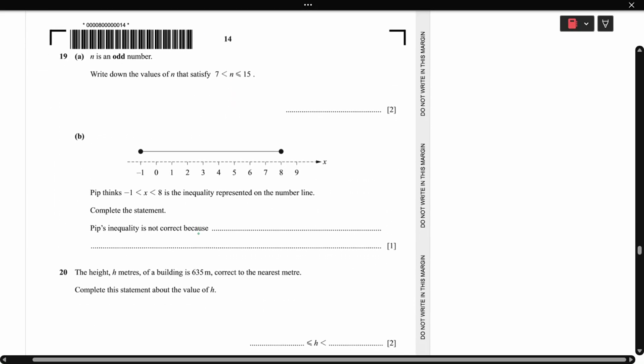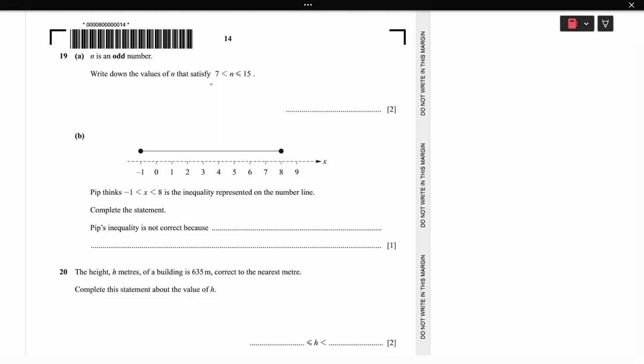Okay, so the next question, question 19. n is an odd number. Write down the values that satisfy the inequality. 7 is not included, so we'll write 8, 9, 10, 11, 12, 13, 14, 15. 15 is included because the equal to sign is there. But the question is only odd numbers we need to pick, so we remove all the even numbers. So the answer is going to be 9, 11, 13 and 15.